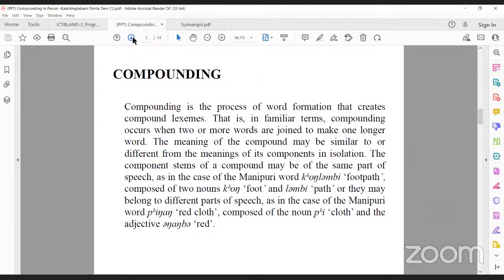Next slide. So, compounding. Compounding is the process of word formation that creates compound lexemes. That is, in familiar terms, compounding occurs when two or more words are joined to make one longer word. The meaning of the compound may be similar to or different from the meanings of its components in isolation. The component stems of a compound may be of the same part of speech, as in the case of the Manipuri word komlambi, food part, composed of two nouns, kong, food, and lambi, part. Or they may belong to different parts of speech, as in the case of the Manipuri word fima, red cloth, composed of the noun fi, cloth, and the adjective amalba, red. Next slide, sir.